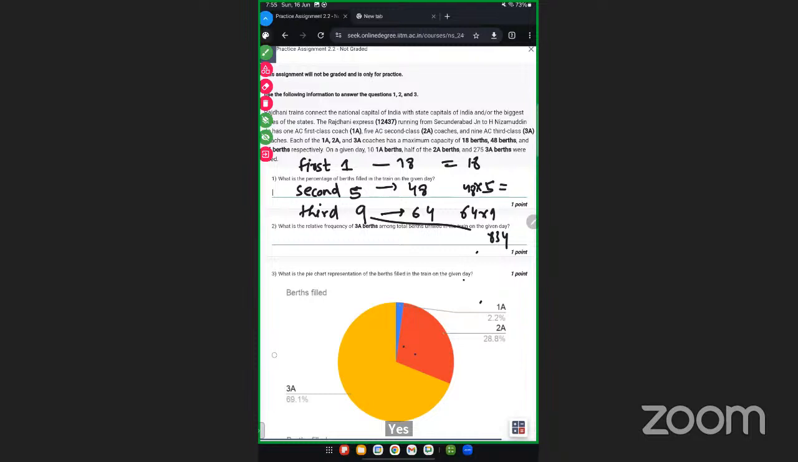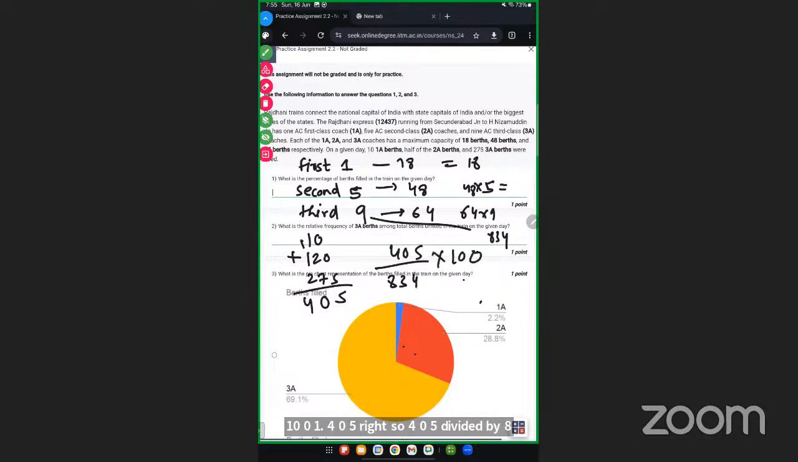Now, how many are filled? Ten first AC, plus half of this is going to be 24 into 5, 120. Okay, and 275. So if you sum it up, 10, 120, 275, that is 405, right? So 405 divided by 834 into 100. That is going to be the percent. So do that. That is the answer.